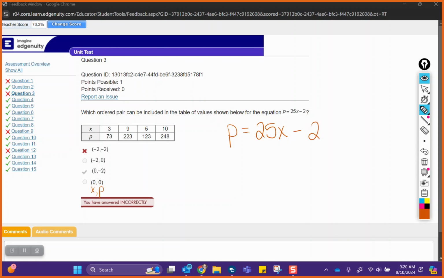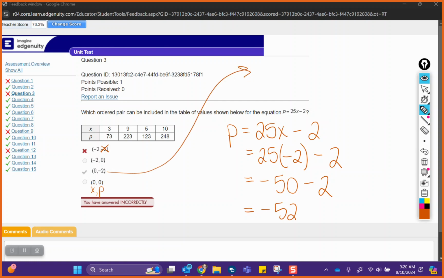So the ordered pair you chose says I'm putting negative 2 in for x, and that when I compute this, I should get negative 2 for p. But 25 times negative 2 is negative 50, and negative 50 minus 2 is negative 52. So that doesn't work. So now let's try the one that did work. Let's go up here. So now I'm going to plug in 0 for x and see if we get negative 2 for the y, or for p in this case. 25 times 0 is 0, and 0 minus 2 is negative 2. So there's the ordered pair that works.